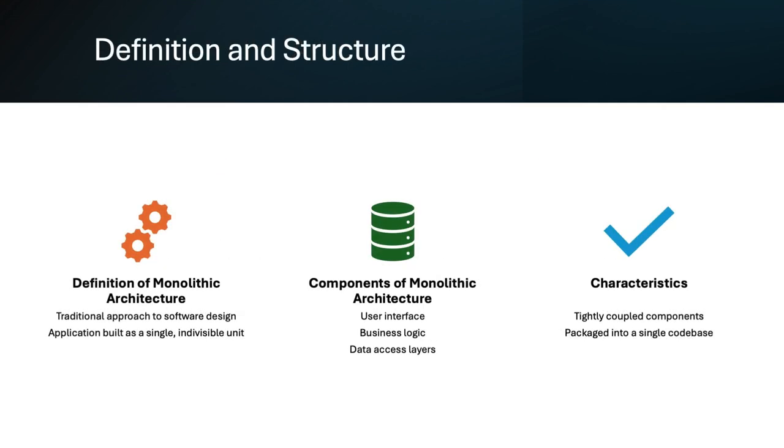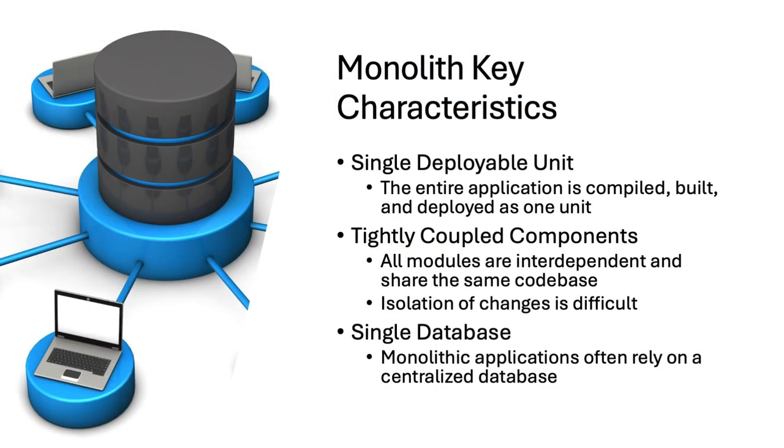Monolithic architecture is a traditional software design approach where the application is built as a single unit. It includes tightly coupled components like the user interface, business logic, and data access layers, all packaged into a single code base. Monolithic architecture is characterized by a single deployable unit, tightly coupled components, and a single database. The entire application is built and deployed as one unit with interdependent modules sharing the same code base, making changes hard to isolate.